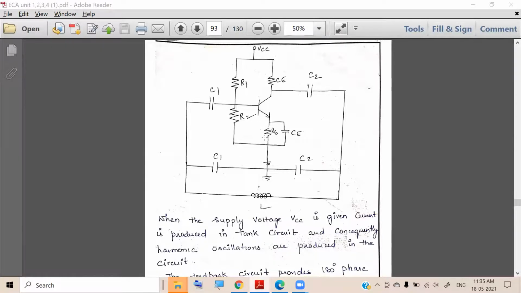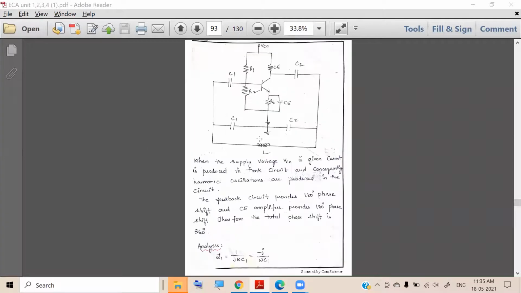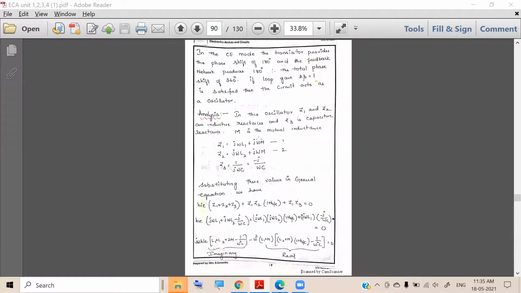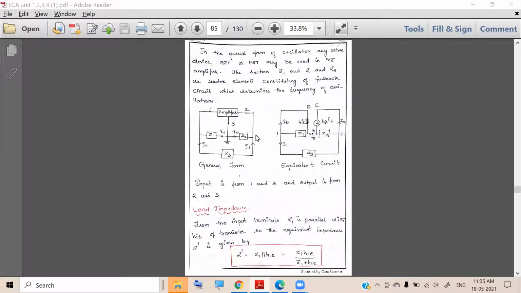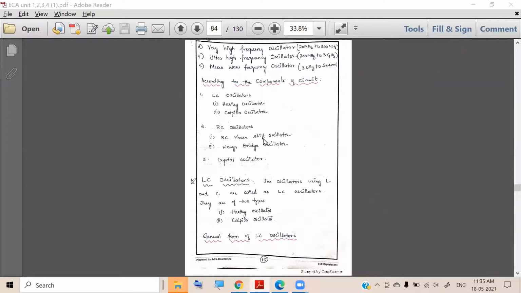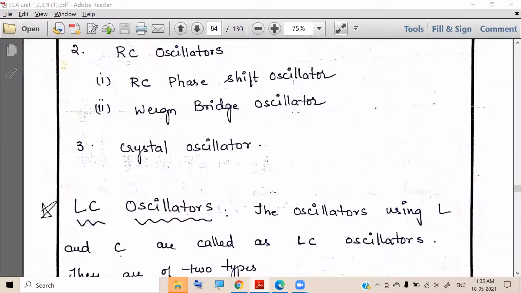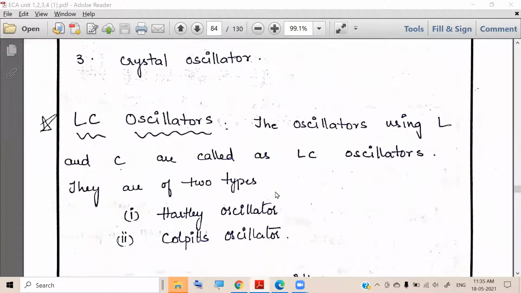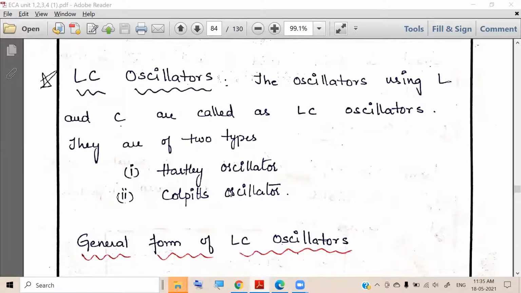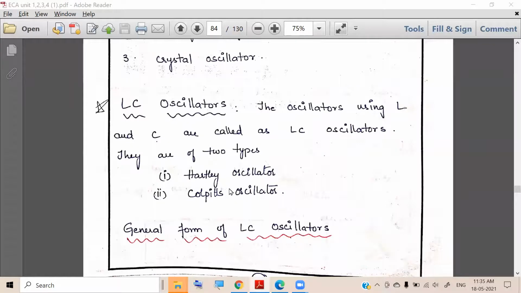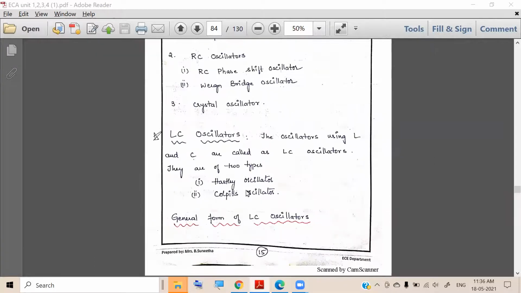Now what we will do is derive the general expression which is valid for both the Hartley and Colpitts oscillator. We have seen the circuit diagrams. Under LC oscillators, we will be discussing two oscillators, the Hartley oscillator and the Colpitts oscillator. We have seen that the general structure of the Hartley oscillator and the Colpitts oscillator is somewhat the same.